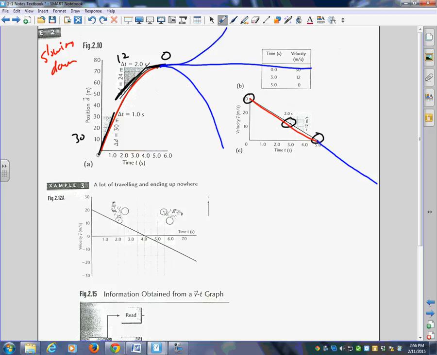Oh, wait, doesn't it have to come back to 0 and then keep going the other way? Maybe. But we're still speeding up, it's not like we're slowing down though. This shows the velocity approaching 0. This shows what? Slowing down, doesn't it? But once it gets to here, is it still slowing down? Here it's doing what? Speeding up. It's getting a bigger velocity number, just the other way.